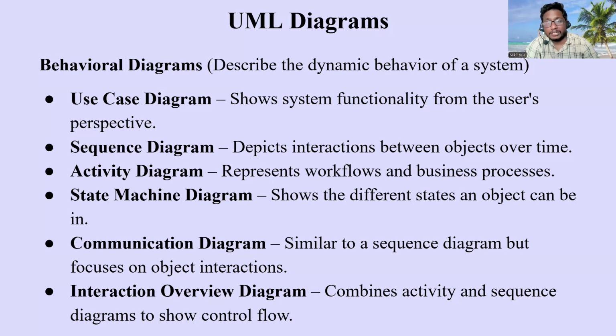Next is the sequence diagram. This shows interactions between objects over time, like it shows a sequence. Next is the activity diagram, which represents workflows and business processes. As a business analyst, we will be using use case diagrams and activity diagrams more frequently than other diagrams. Next is the state machine diagram, which shows the different states an object can be in. Communication diagram, similar to the sequence diagram, focuses on object interactions, right?